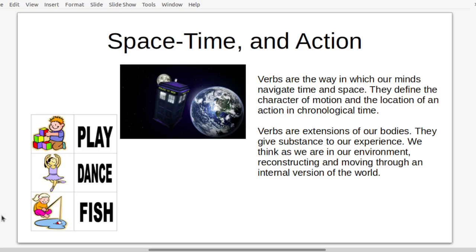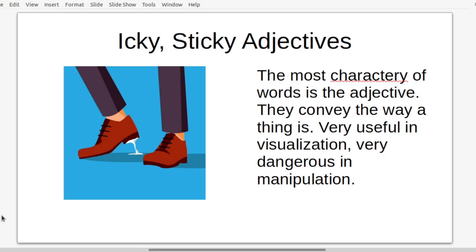This is something that Daniel Kahneman covers in some of the first pages of his book, Thinking, Fast and Slow. So they give substance to our experience. We think as we are in our environment. Again, that comes from Kahneman. Reconstructing and moving through an internal version of the world. This is another thing that can be very useful if you've studied the method of loci. I'm not sure how the pronunciation goes on that, but it's essentially using your physical navigation to navigate your memory.